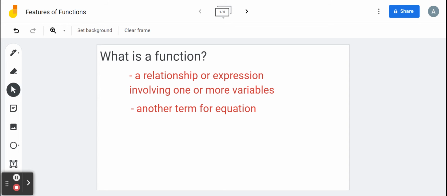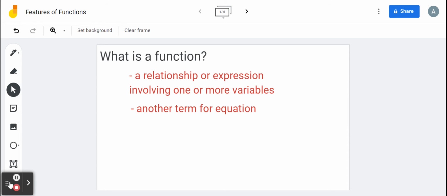In this video, I want to discuss features of a function. Functions can be a little challenging to understand at first, but once you realize that functions are basically just equations, just written a little differently, it'll start to make sense. So, what is a function?